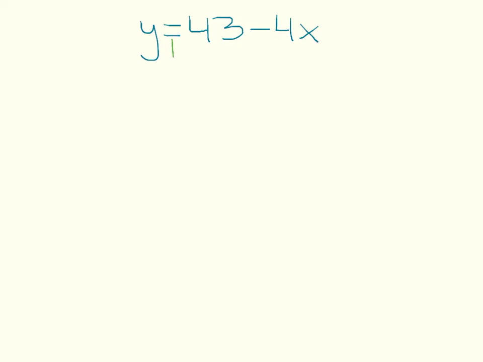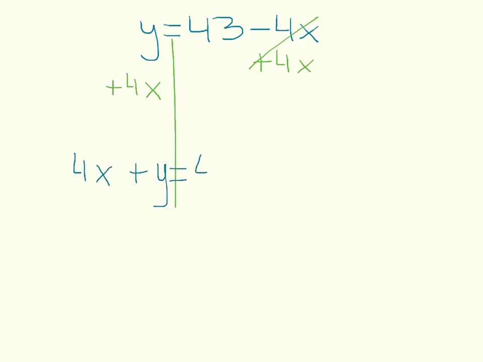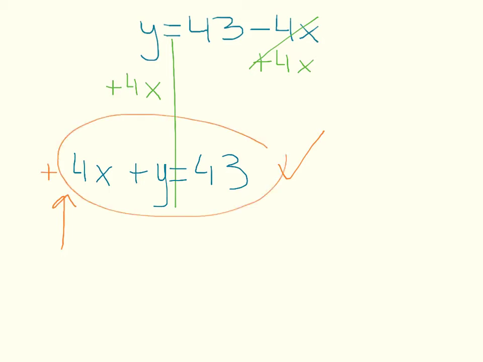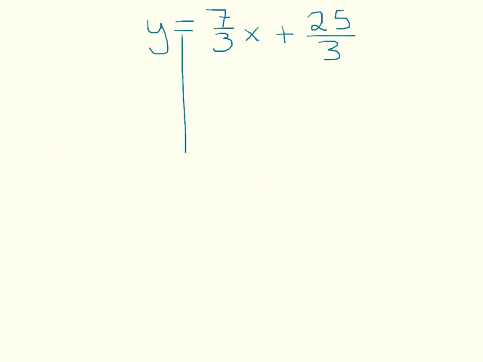Here's a nice and easy one for you. We need to get x to the left side, so I'm going to add 4x to both sides. So I have 4x plus y equals 43. I don't have any fractions to worry about, and my leading coefficient is positive, so one step and I'm done. There's proper standard form.